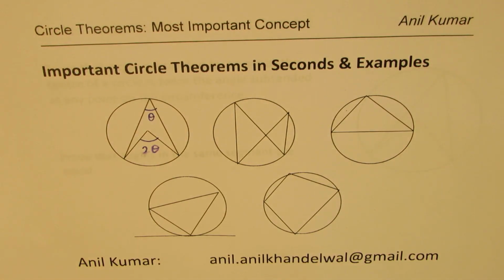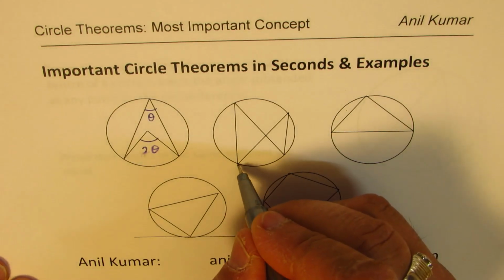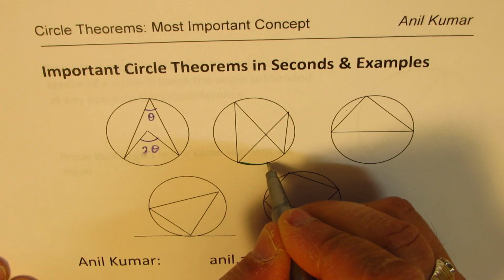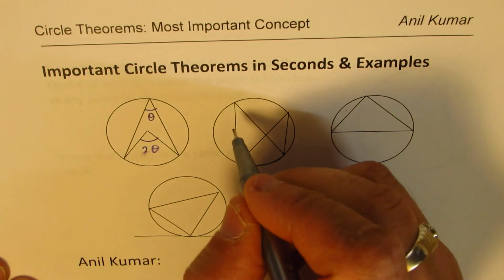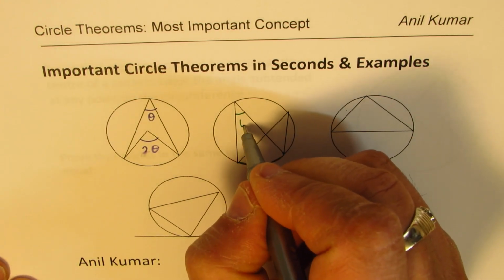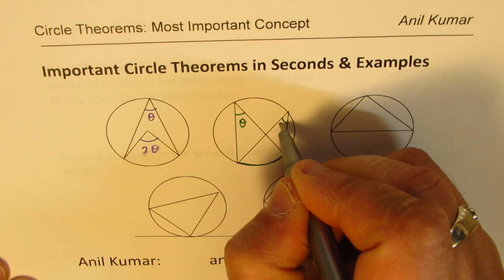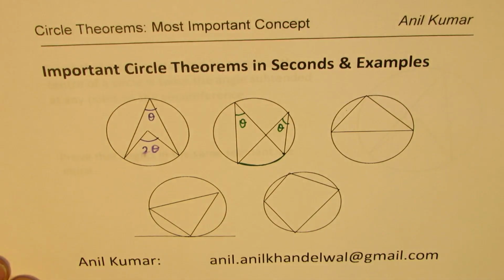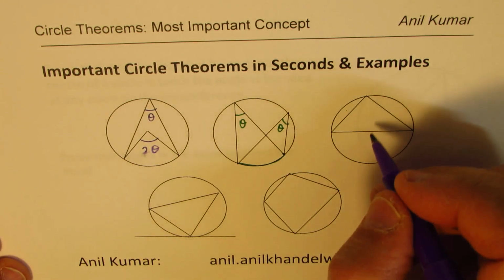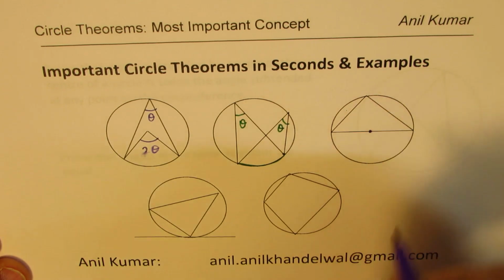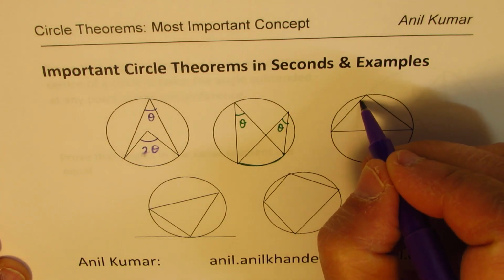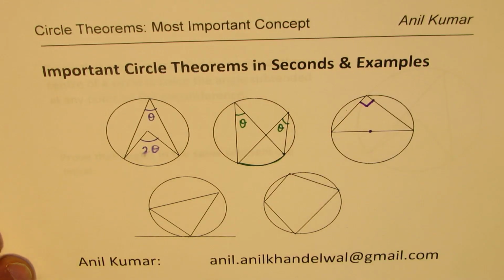Now in the second one, we are talking about angles which share the same arc. So this is the arc which both of them share. If that is the case, then the angles on the circumference are both the same. Correct? Now in the third diagram, what we really have is a diagonal. So in a semicircle, whenever you have a triangle inscribed in a circle, it will be at right angles, right?